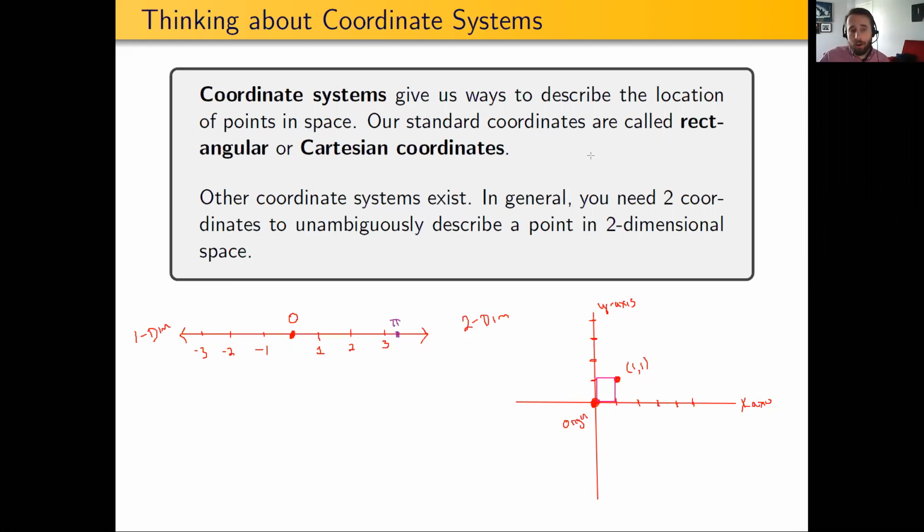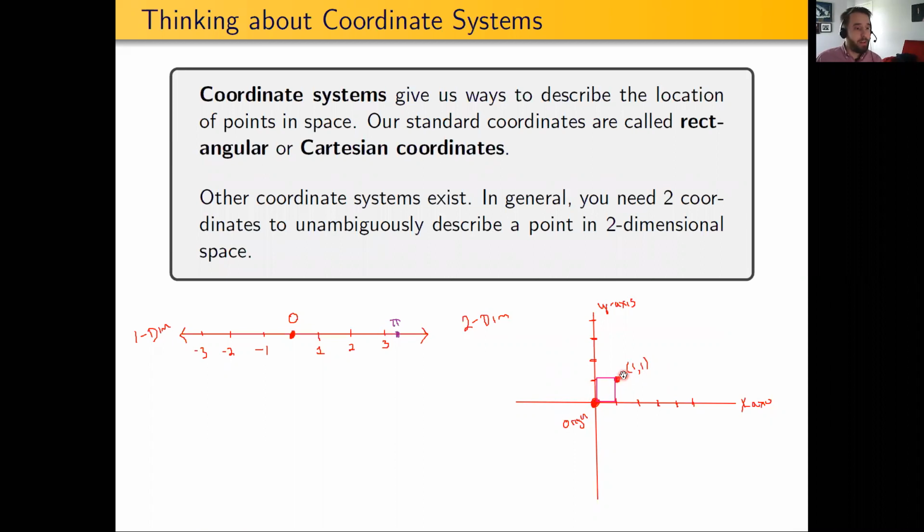However, there are other coordinate systems that exist, and we will be discussing one of those in our next video. This is the polar coordinate system. In short, if I'm describing a point in two-dimensional space, what I really need are two pieces of information to identify a point. Here in this rectangular coordinate system, I needed the amount of distance that I traveled in the x direction and the amount of distance that I traveled in the y direction.